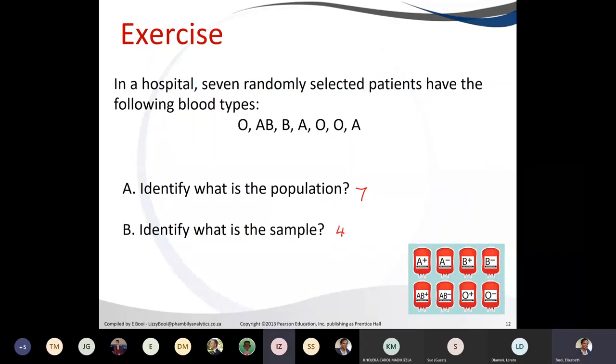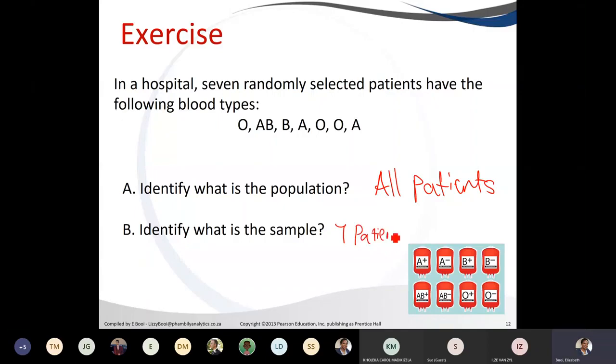No, so the population would be everyone in that specific hospital, all the patients in that specific hospital, and the sample would be the 7 randomly selected patients. Population is all patients, and the sample will be only 7 patients selected.